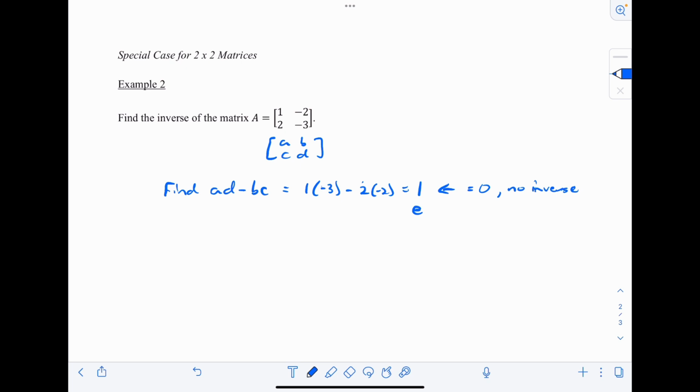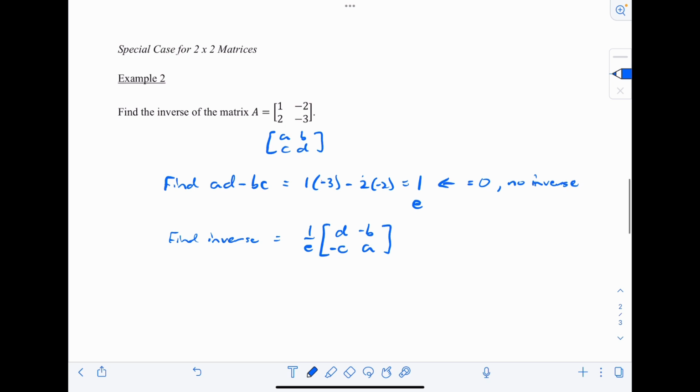Now, the way that we find the inverse is whatever that value is that we just found, this determinant, I'm going to call E, we take 1 over E and we multiply it by the original matrix, but flipping D and A, and then making B and C the opposite value. So we're going to flip the position of D and A. We're going to flip the values from positive to negative, negative to positive for B and C.